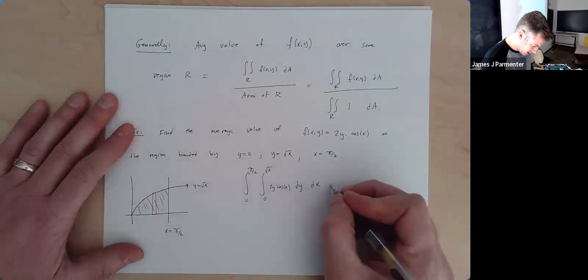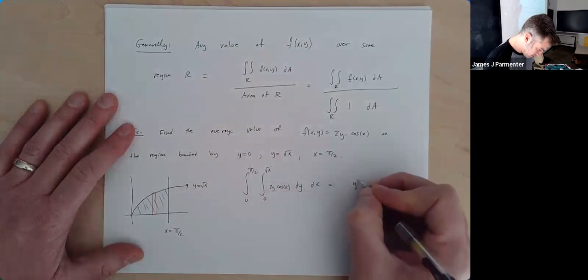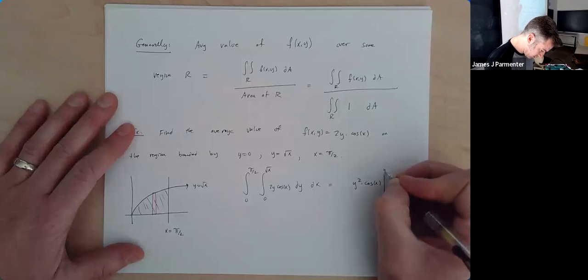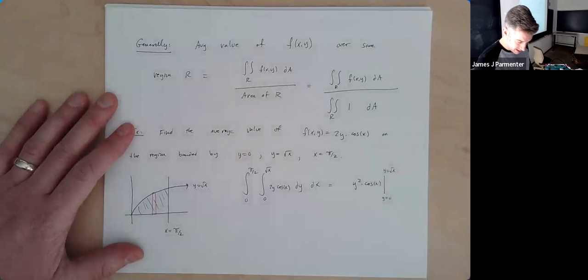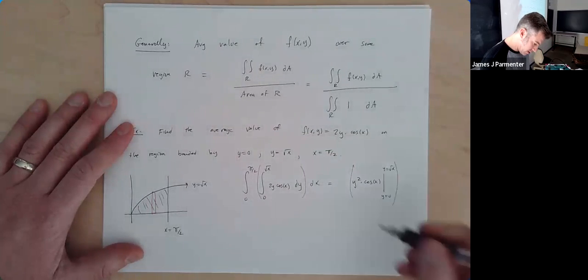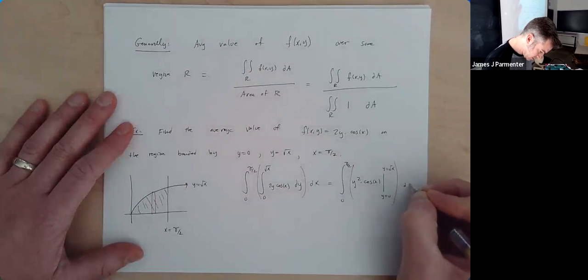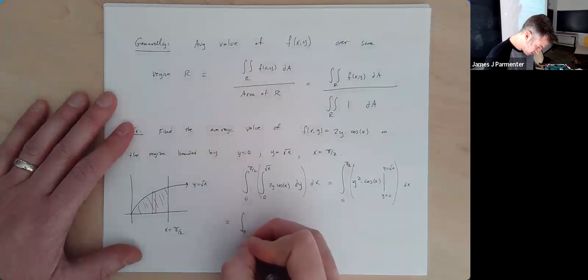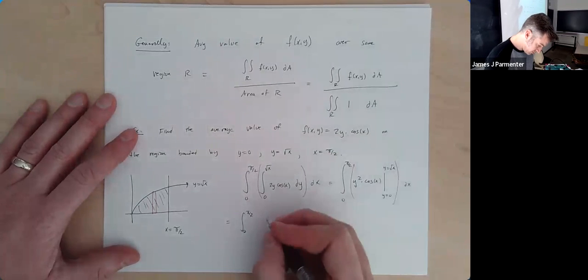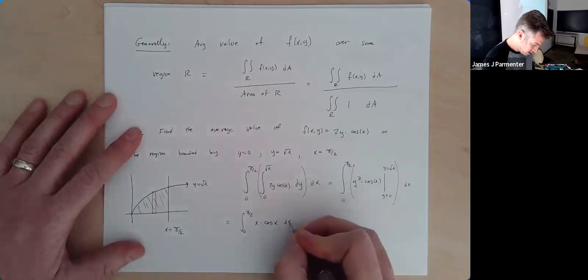So we do that this way, we're going to get the integral with respect to y. So we get y squared times cosine of x from y equals 0 to y equals root x. That's the inner part. And then we do the integral from x equals 0 to pi over 2. So we've got the integral from 0 to pi over 2 of square root of x squared, which is just x, so x times cosine of x minus 0 times cosine of x.